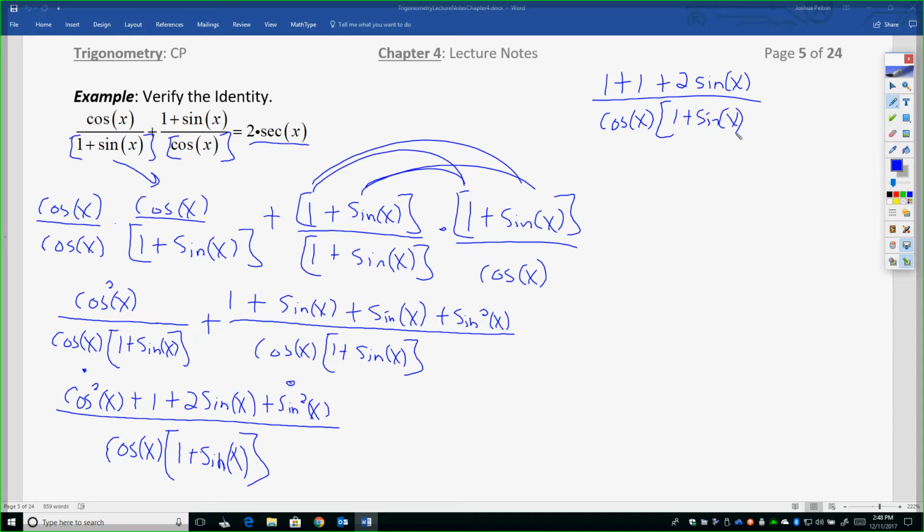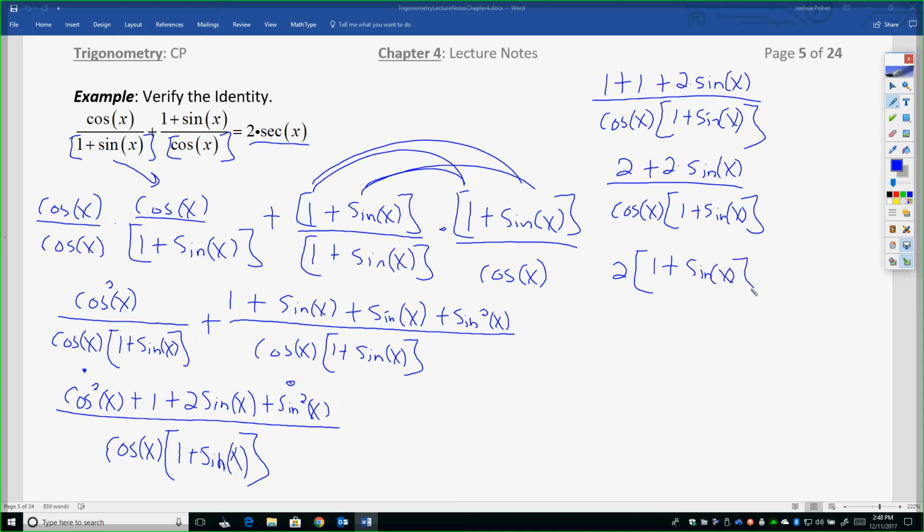So I can combine the two 1s to get a 2, so 2 plus 2 sine of x over the denominator of cosine of x and 1 plus sine of x. Since there's a common 2 in the top, I can factor the 2 out and be left with a 1 plus sine of x. And on the bottom I still have my cosine of x and 1 plus sine of x, which now will cancel, leaving me with 2 over cosine of x.